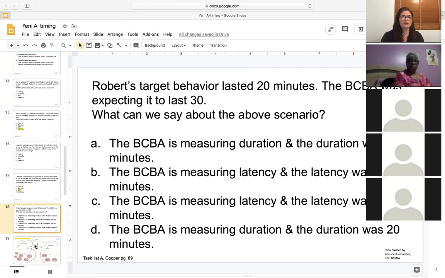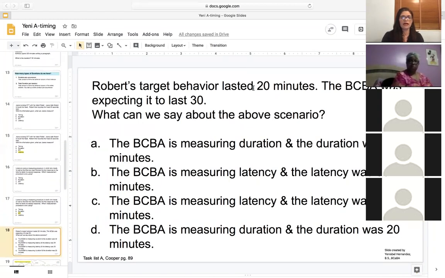Robert's target behavior lasted 20 minutes. The BCBA was expecting it to last 30 minutes. What can we say about the above scenario?